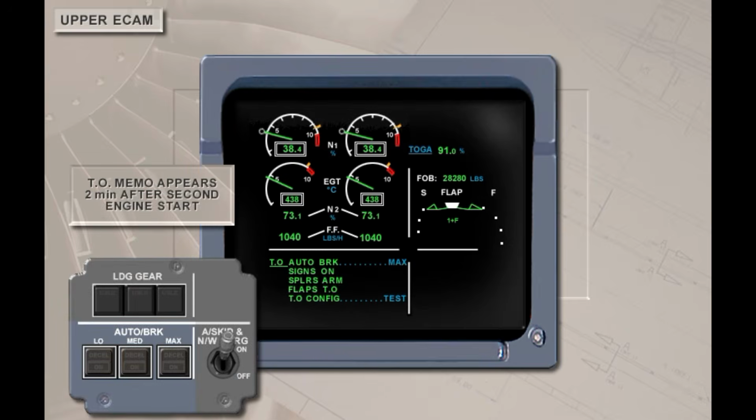The takeoff memo appears in the memo section 2 minutes after the second engine has been started. It lists key items of the normal takeoff checklist, which must be accomplished before takeoff. Required actions are listed in blue, with a dashed line, and when completed will turn green. Select the auto brakes to max, then the right arrow to continue.